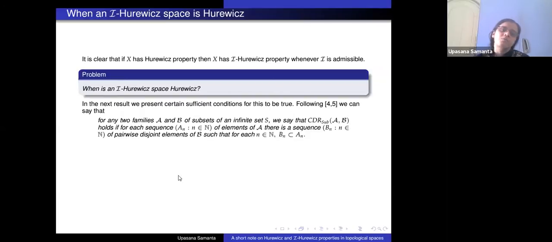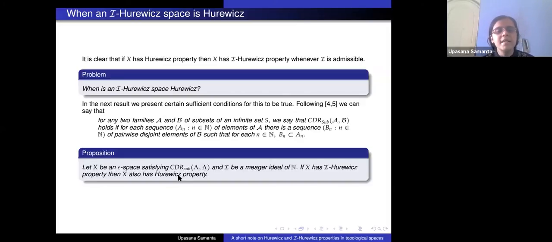Okay, we see that if a space has the Hurewicz property, then it has the I-Hurewicz property. But the question is, when is an I-Hurewicz space Hurewicz? And here we take the help of this selection principle, and we see that if X is an epsilon space satisfying this selection principle, and if I is a meager ideal on N, then if X has the I-Hurewicz property, it has the Hurewicz property.